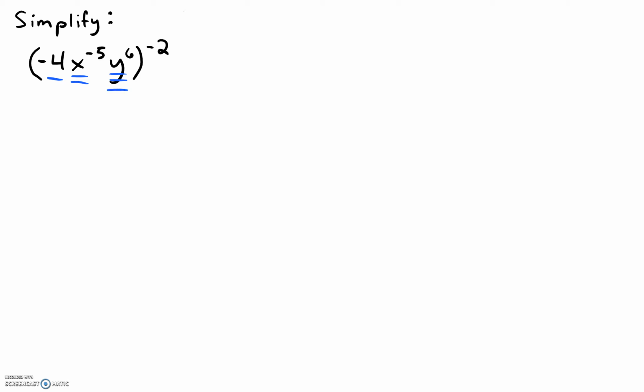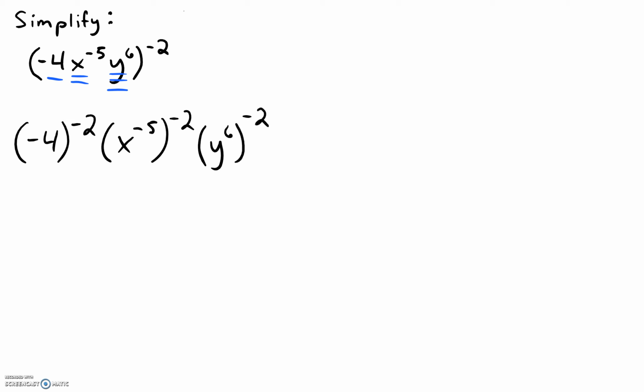So first of all, we have the -4, so we can just put -4 in parentheses. You want to be sure you do that, and raise that to the -2 power. The next thing we have is x to the -5, so we can go ahead and raise that to the -2 power, and the same thing with the y to the 6.